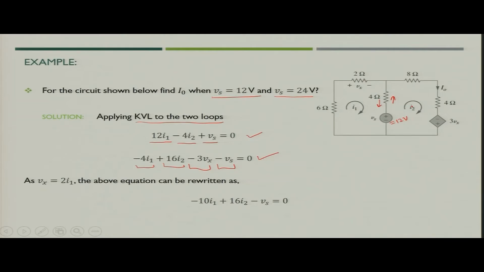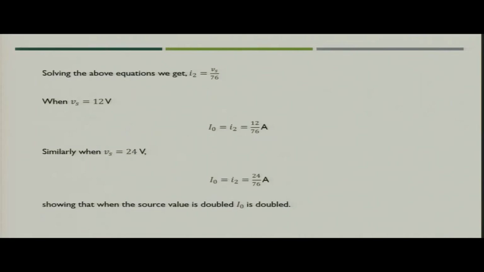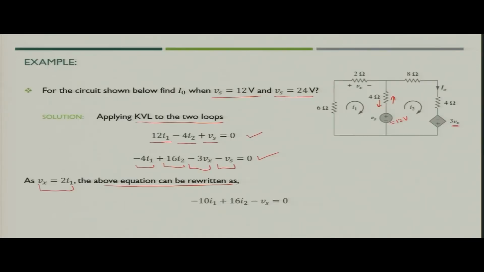Now, if you see what is the value of Vx, Vx would be 2 times I1. So, the equation can be written as what? You can simplify that: minus 10 I1 plus 16 I2 minus Vs is equal to 0. This is the case, right, and you can use both of the equations and solve it.